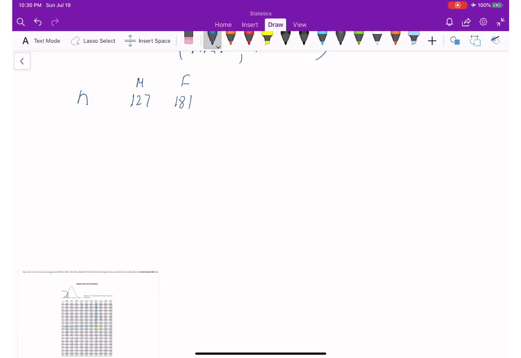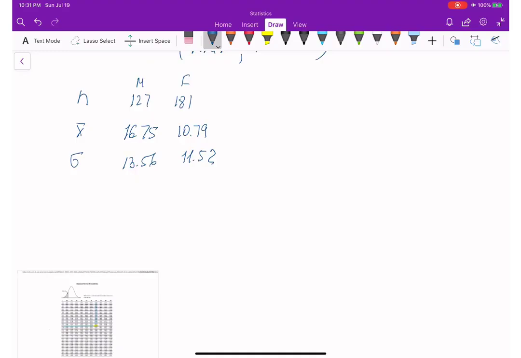Okay, x bar for male it's 16.75. For female it's 10.79. Also, standard deviation for male, it's going to be 13.56. For female, it's going to be 11.52.